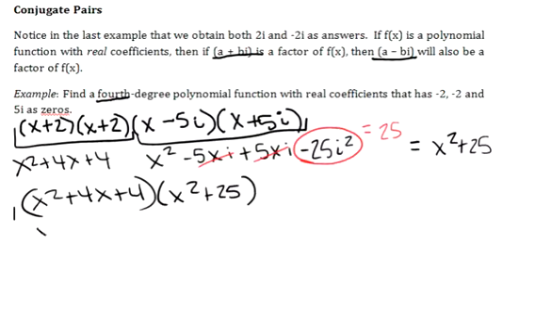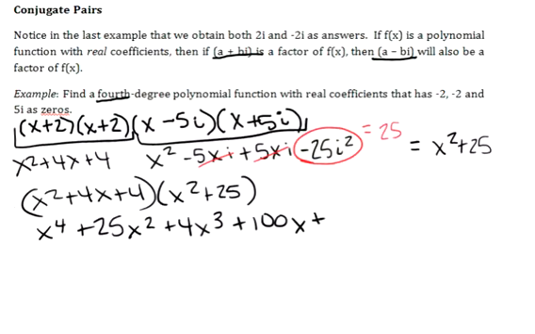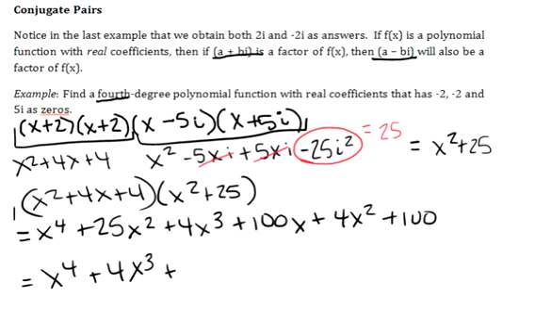x squared times x squared gives me x to the fourth. x squared times 25 gives me plus 25x squared. 4x times x squared gives me plus 4x to the third. 4x times 25 gives me plus 100x. 4 times x squared gives me plus 4x squared. And 4 times 25 gives me 100. Simplifying, this ends up giving me x to the fourth plus 4x to the third plus 29x squared plus 100x plus 100.